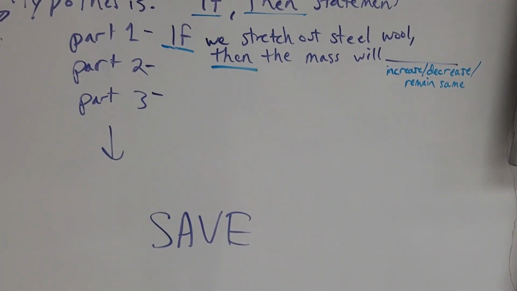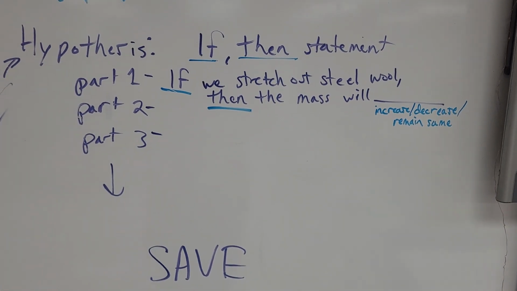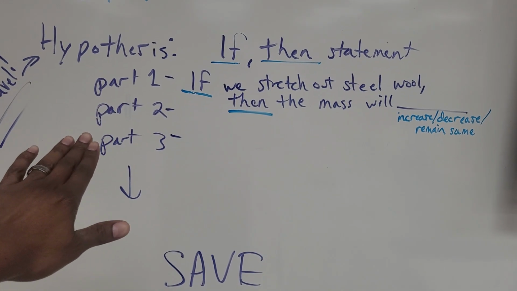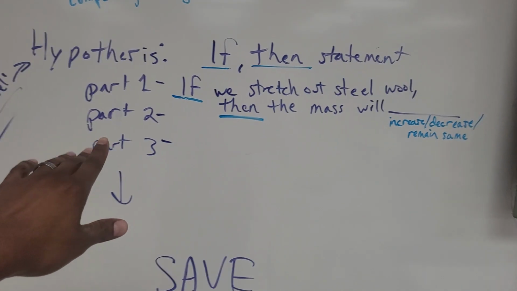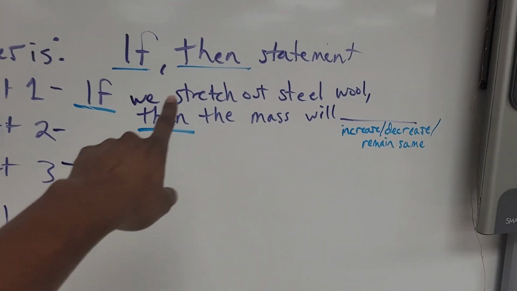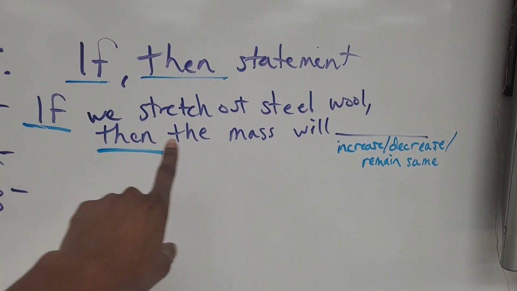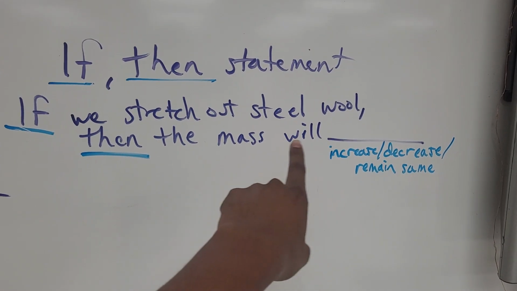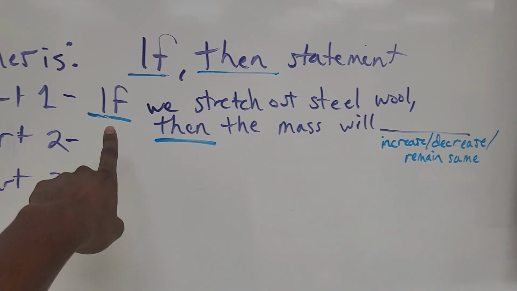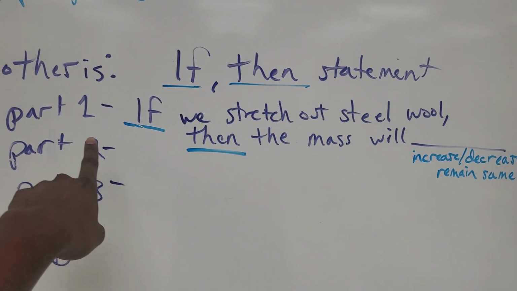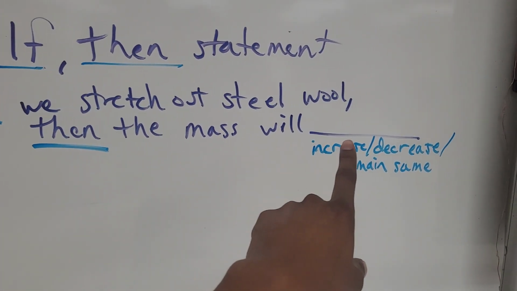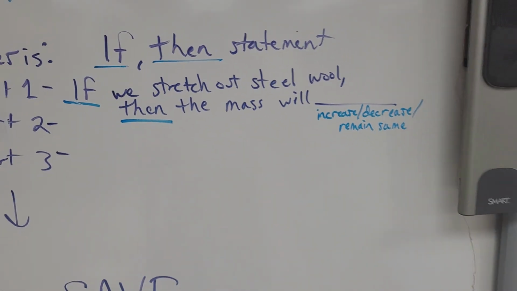Then when you do your hypothesis, you need to say, okay, what do you think? Well, technically, you should have done this at the beginning. So hopefully you did. If not, you just got to kind of time travel, think back to what you would have thought would happen. But it should be an if-then statement, and it should be a prediction of what would happen to the mass. That was the data we were collecting. So you say, for example, part 1, we stretched out the steel wool. So it should say, if we stretched out the steel wool, then the mass will what? Increase, decrease, or remain the same.